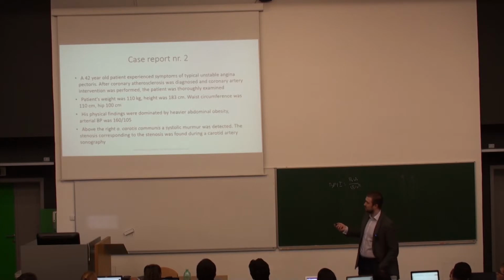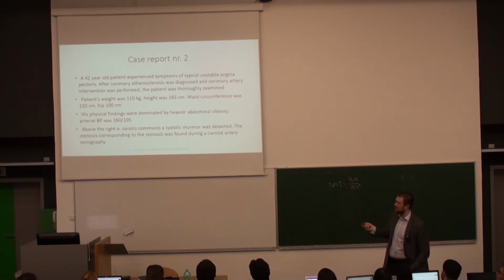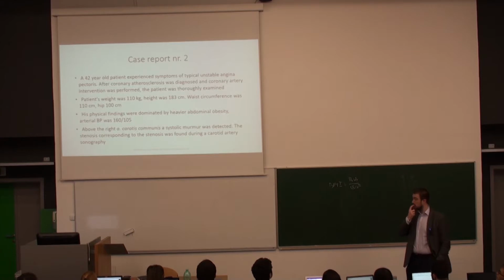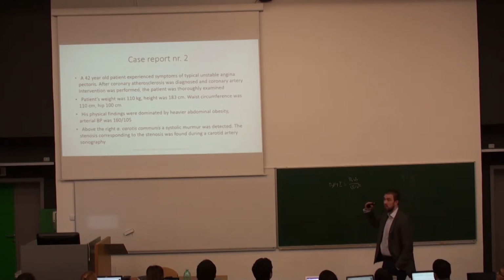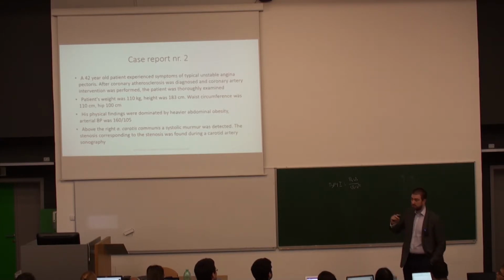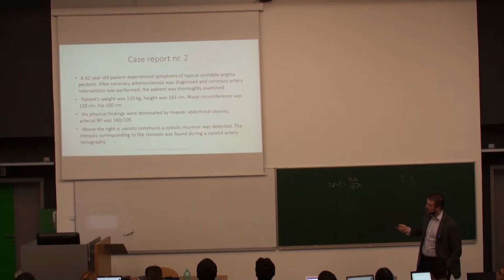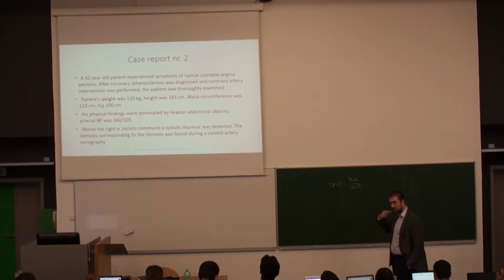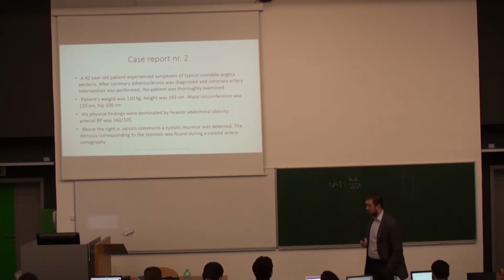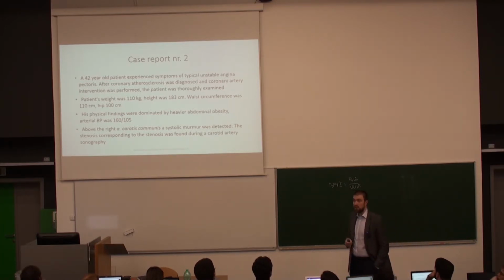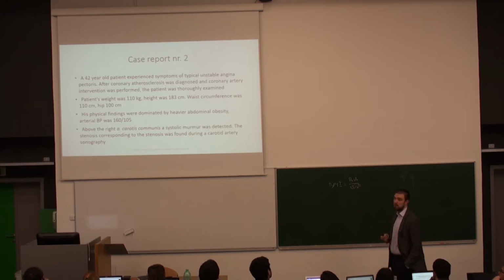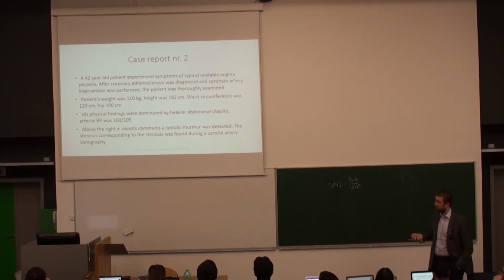Arterial blood pressure here was 160 over 105. So that's much higher. The border is 140 over 90, and right now maybe even lower. Here, it was diagnosed that there is stenosis of the carotid artery, that means the artery supplying your brain. So we can conclude that the patient maybe had whole-body atherosclerosis.